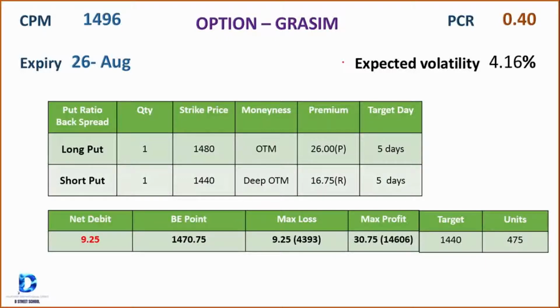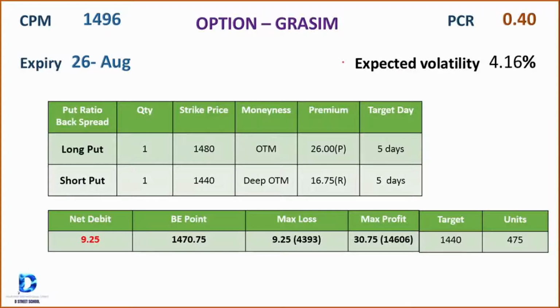It is OTM, I mean out of the money. We have to pay a premium of 26 rupees. Our target is 5 days. The next leg is the short put. I selected the strike price of 1,440, which is deep OTM, receiving a premium of 16 rupees 75 paise. The target days are 5 days. So the net debit would be 9 rupees 25 paise. Once you initiate this option strategy, that is your net debit.